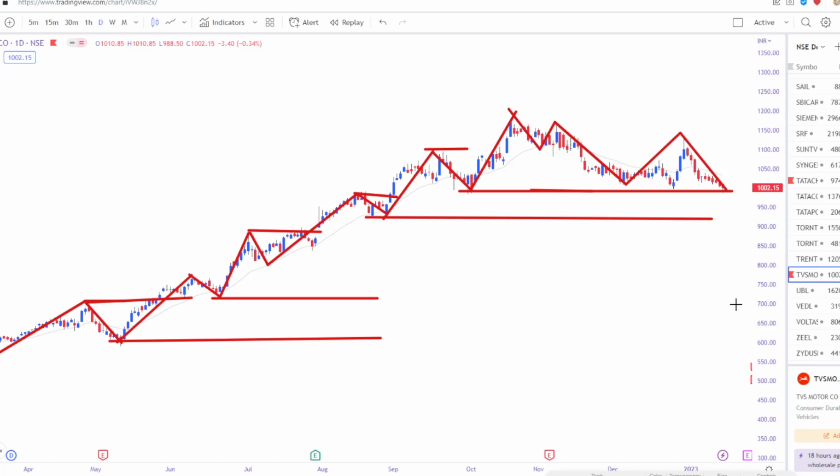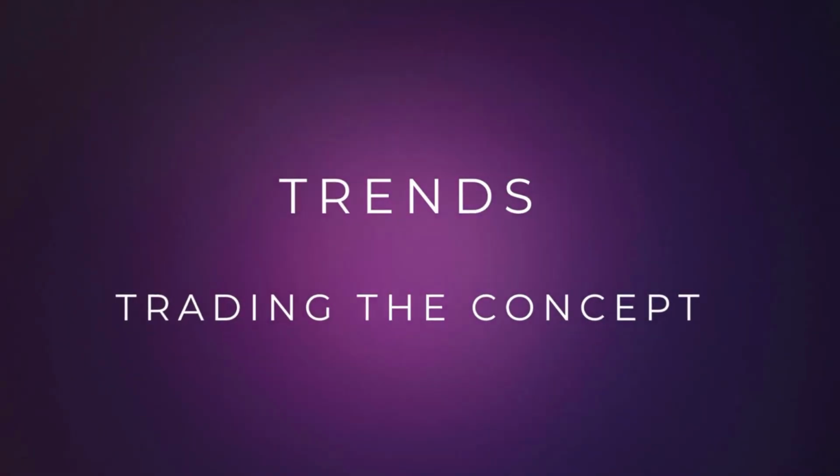Okay, so let's move on to our next section of actually trading this concept, which is very important, because understanding the concept is one thing and trading it is another thing. So let's look at trading this concept. Right guys, let's move into our final section, trading the concept. First I will show you on the clean drawing board how to actually trade these trends.